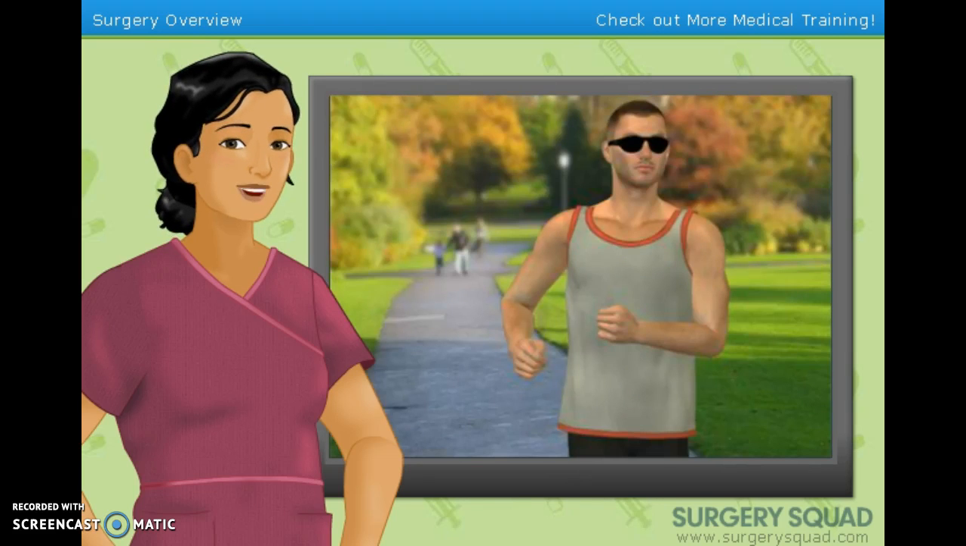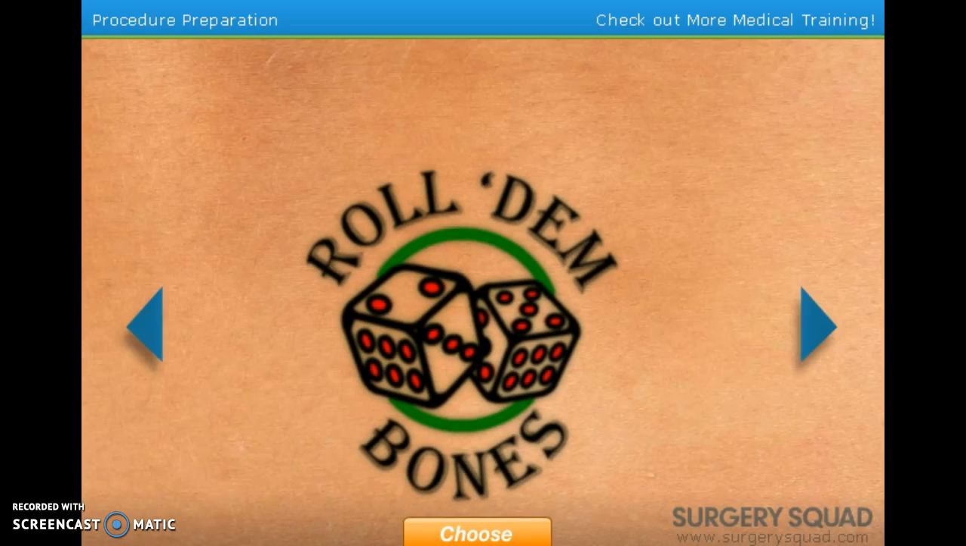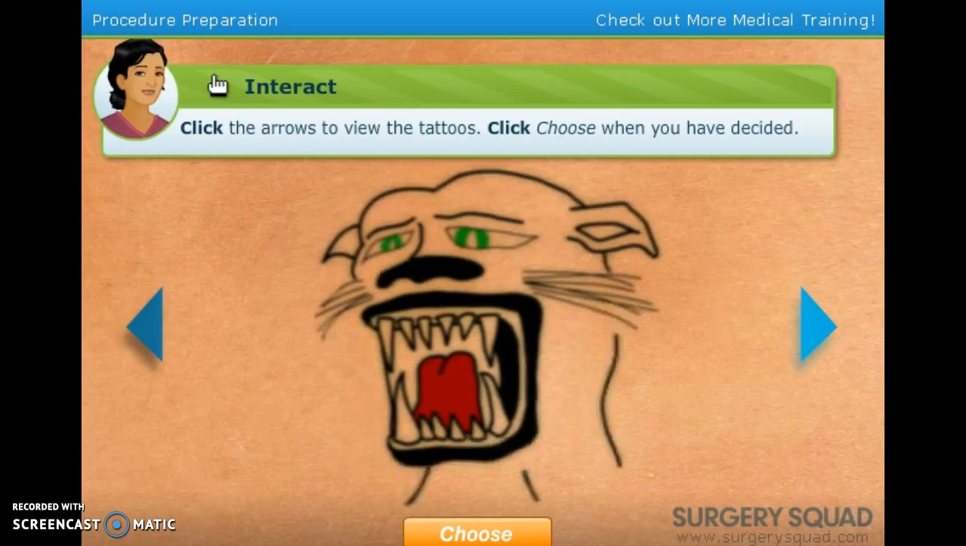Our patient today is a male in his mid-20s that got a tattoo on his calf when he was a teenager. Now that he's older, he doesn't see the tattoo as being so attractive anymore. In fact, he's come to us to get it removed. So let's just scrub in and see what we can do for him.